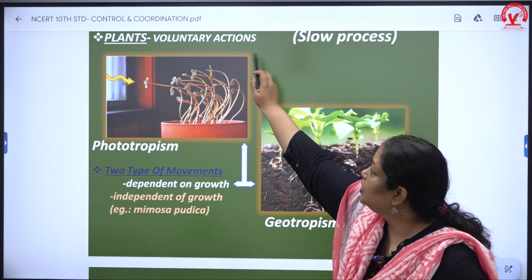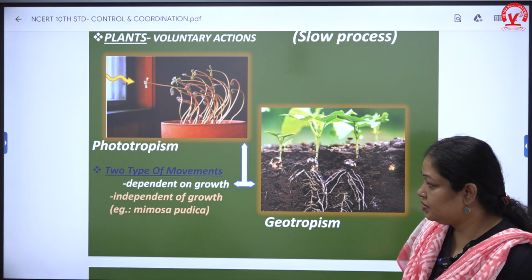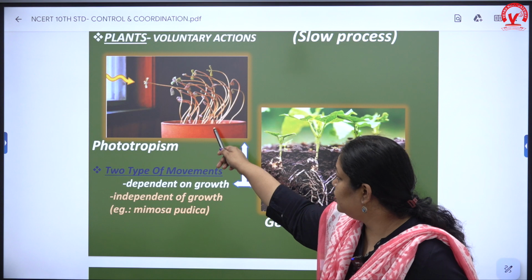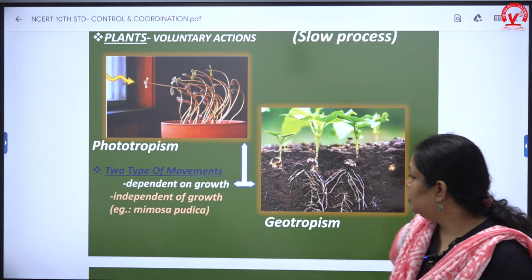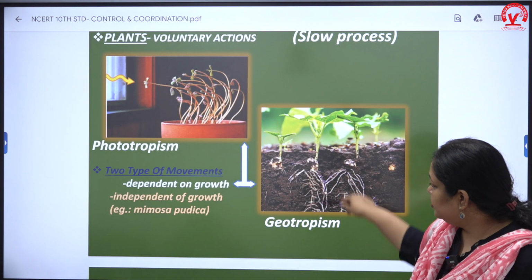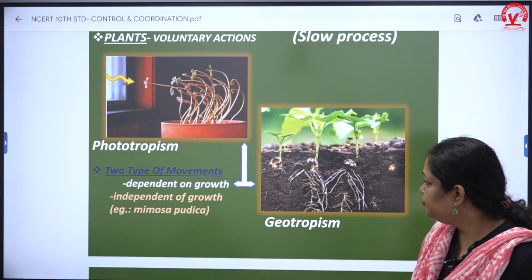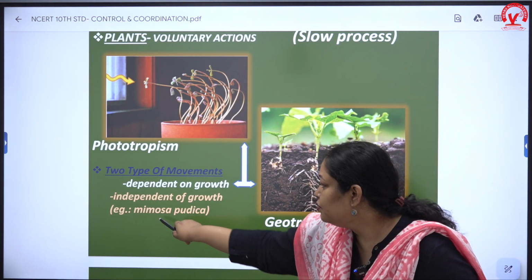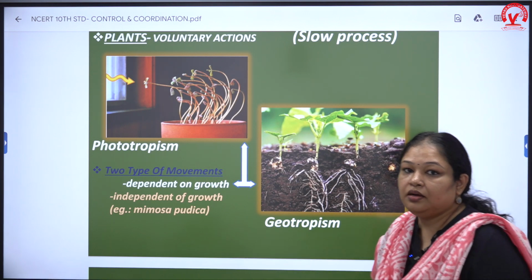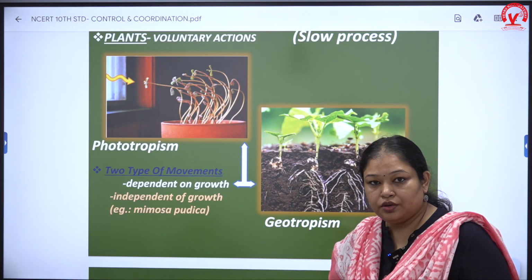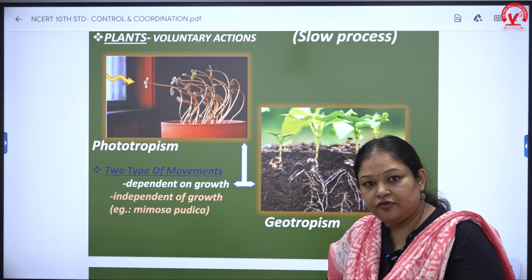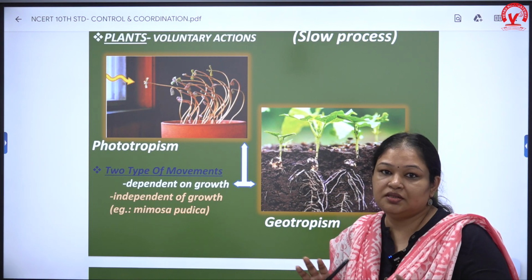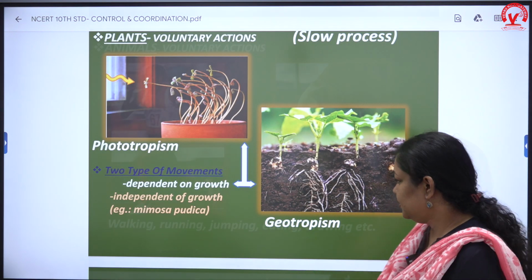These are all voluntary actions, and these are slow in plants. This is dependent on the growth. So the plant grows up towards the sun and the roots grow down towards the ground. We also have actions independent of growth. That is the Mimosa pudica, where it has nothing to do with growth, but when you touch the leaf, it shrinks. It is just an action, just an involuntary action of the plant.